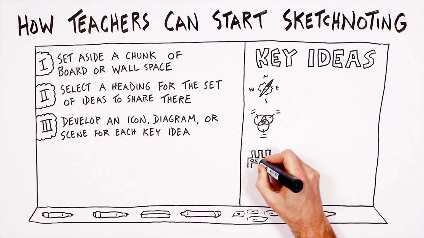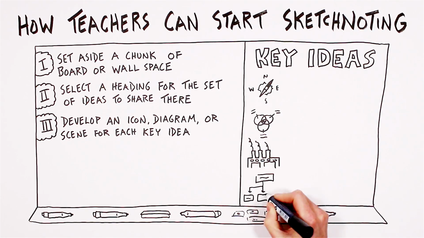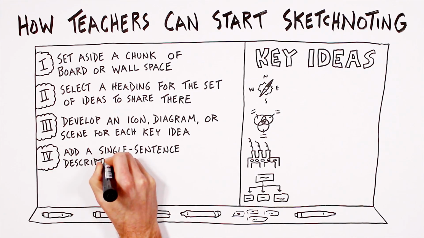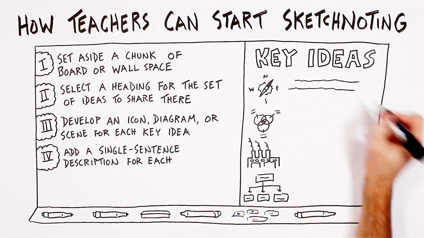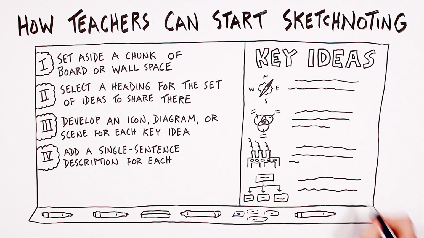So just as examples here, we've got a compass, a Venn diagram, a factory, and a flow chart. And then alongside each of those visuals, include a single sentence text description for each of them. So with the combination here, you've got the visual as sort of a shorthand reference to the idea, and then within the text is where you've got more of the details.